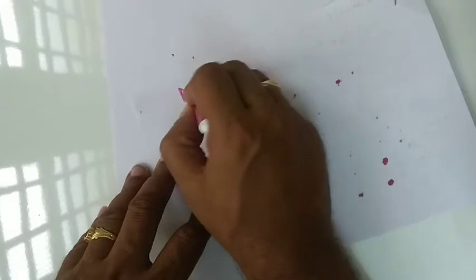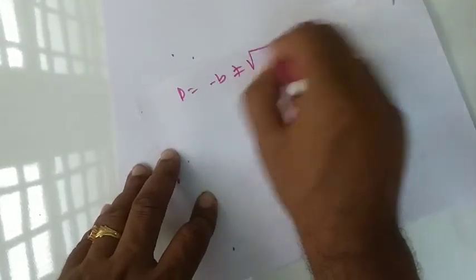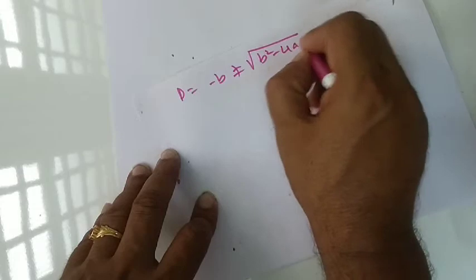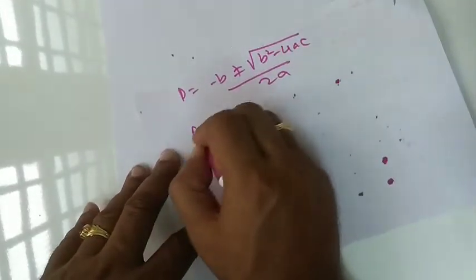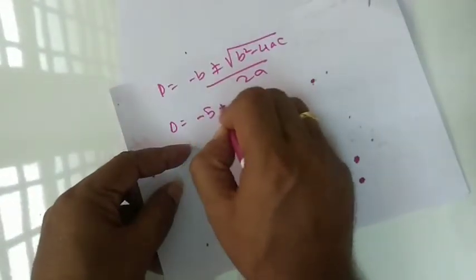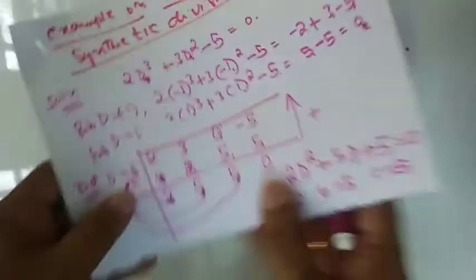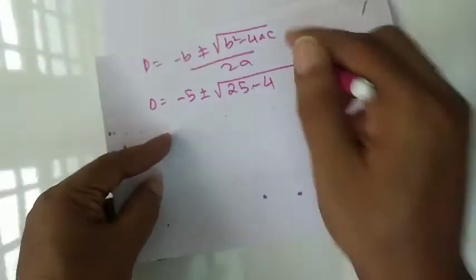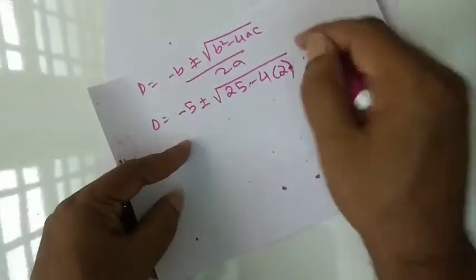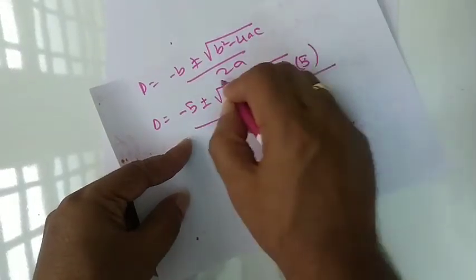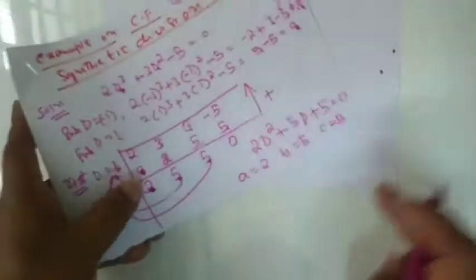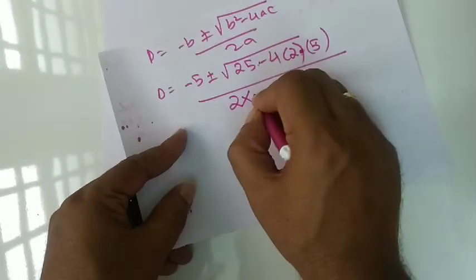Just substituting in the formula, d is equal to minus b plus or minus square root of b square minus 4ac by 2a. See what you are getting? D is equal to minus b, that is minus 5, plus or minus square root of b square 25 minus 4 into A is 2, isn't it? A is 2, C, what is C? 5, divided by 2A, 2 into, what is the value of A? A is 2, 2 into 2.